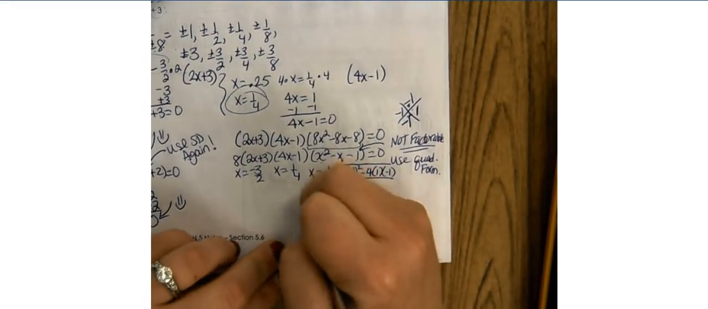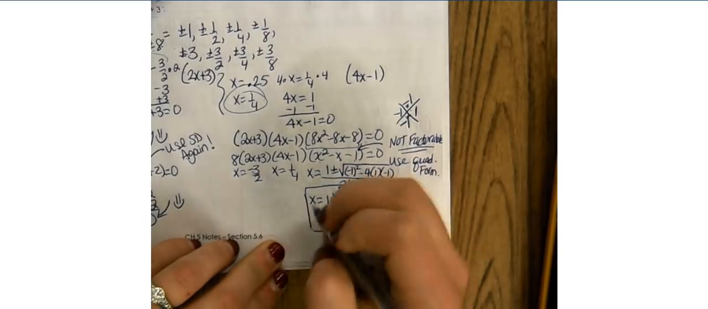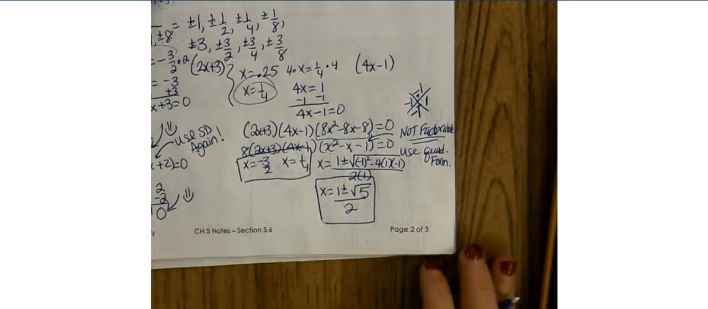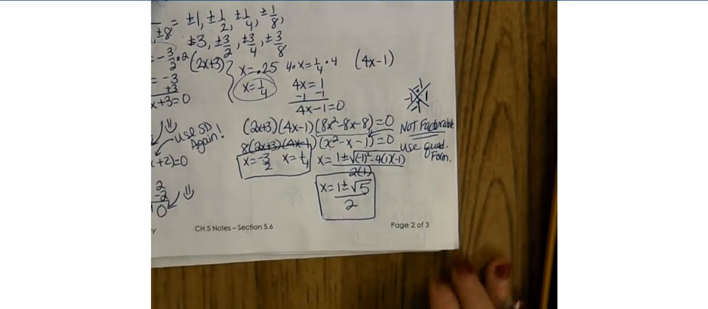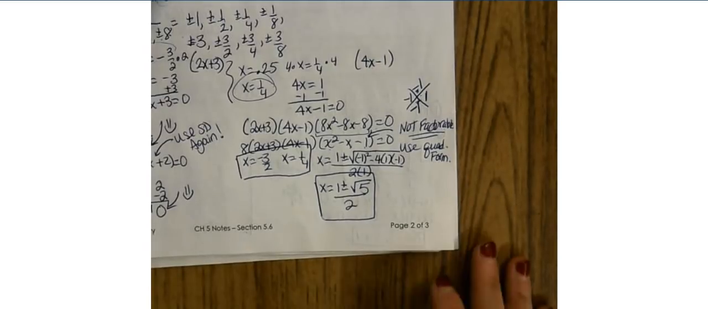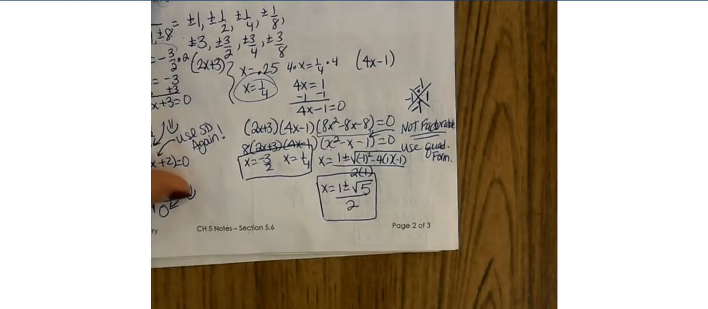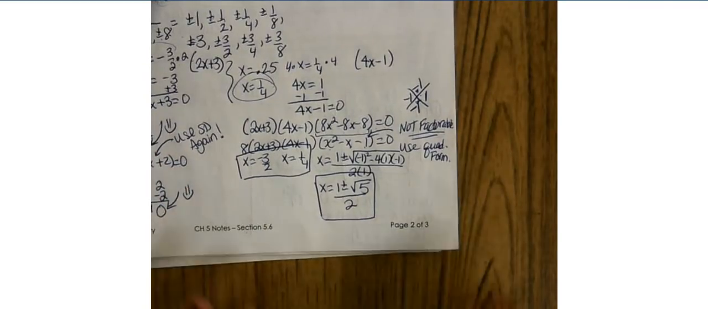So these are my 4 solutions. I have 1 plus or minus the square root of 5 over 2, x equals negative 3 halves, and x equals 1/4. That is a total of 4 x-intercepts. And typically, whatever your exponent is, that represents the maximum number of intercepts you could possibly have. And in this case, we ended up with 4 x-intercepts.